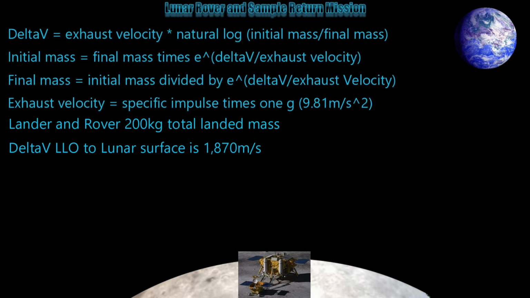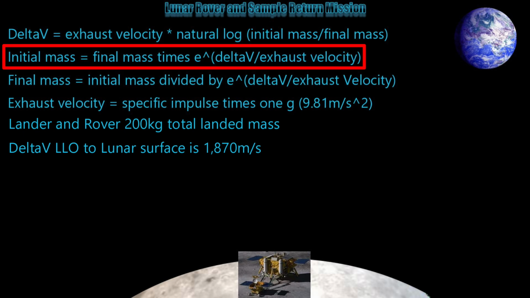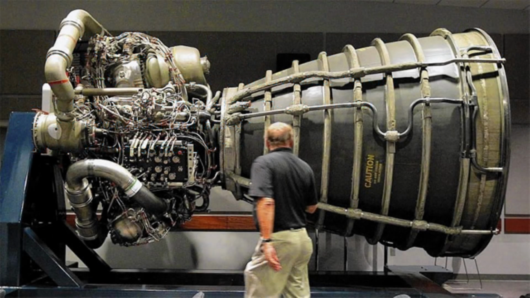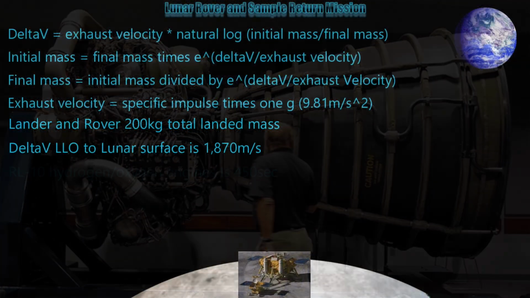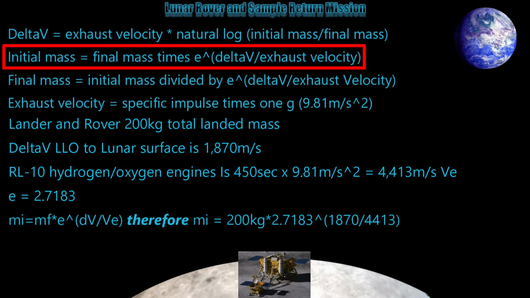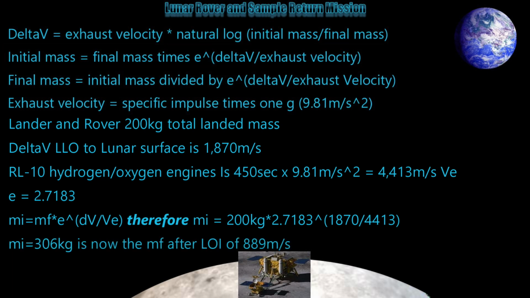If we put that into our equation to calculate initial mass, we need the specific impulse of our landing engines. Cryogenic hydrogen is a complicated fuel in some ways, but nothing beats the specific impulse. Let's use RL-10 liquid hydrogen and liquid oxygen engines for our lander. If we estimate a specific impulse of 450 seconds, we get an exit velocity of 4,413 meters per second. Now we need one more number. The constant e is 2.7183. Using these in our equation gives us a mass in low lunar orbit of 306 kilograms. Our lunar insertion burn was 889 meters per second.